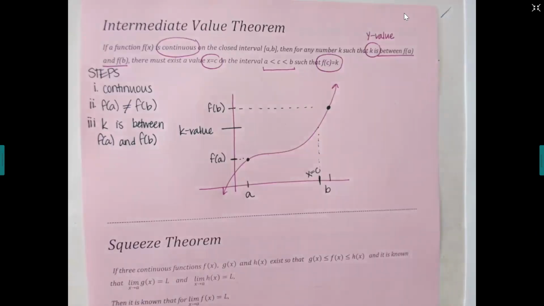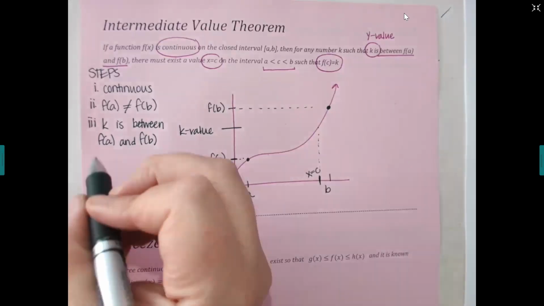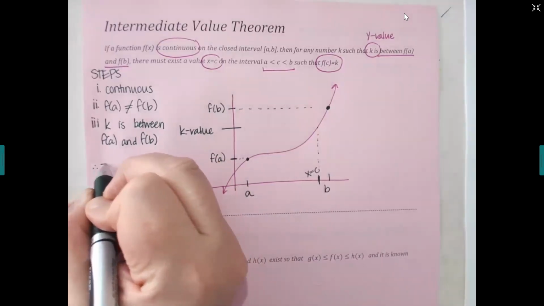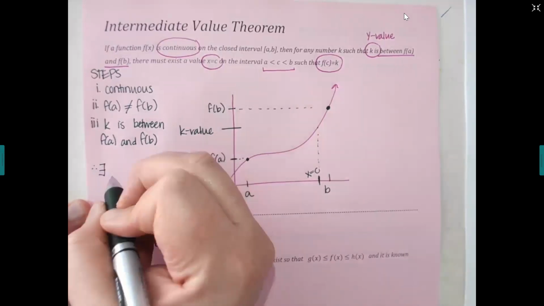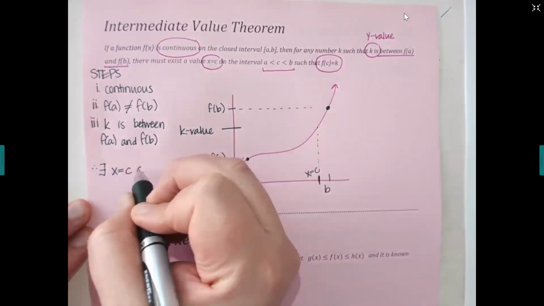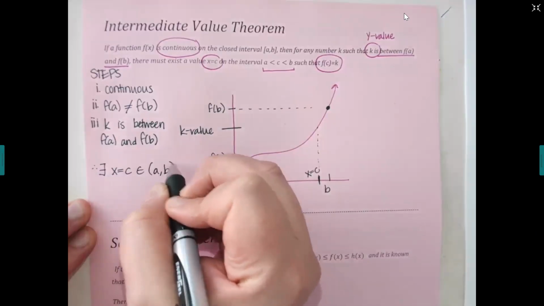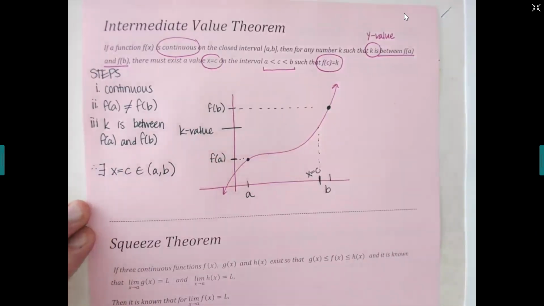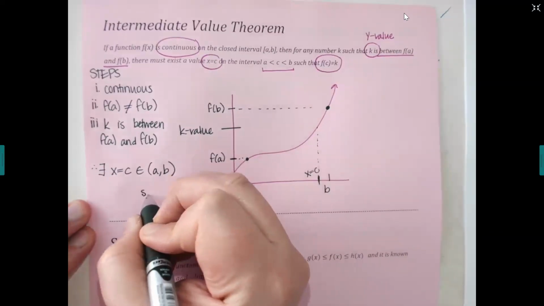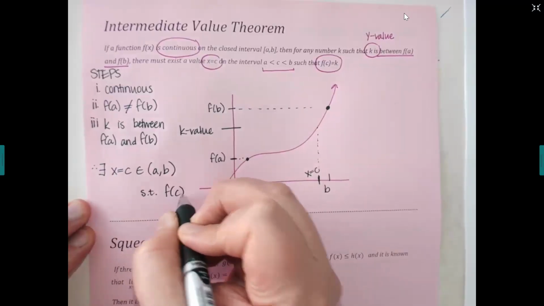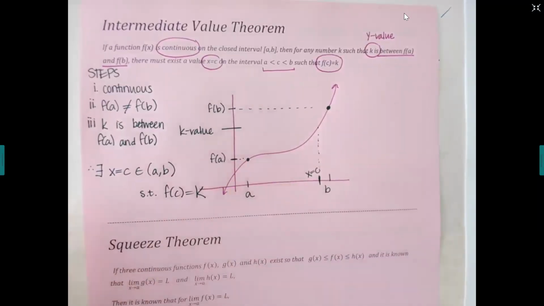So I'm going to throw some little math symbols at you that we're going to use over and over again, but I'm also going to give you the option to write it in words if you like that better. Okay, put a little backwards E. X equals C within A to B, such that f of C equals K.